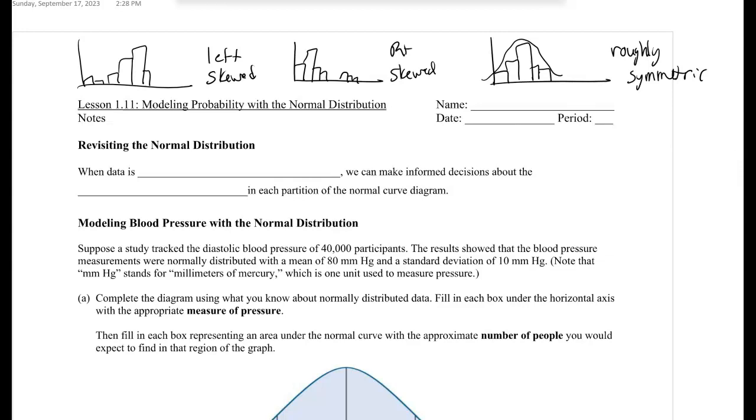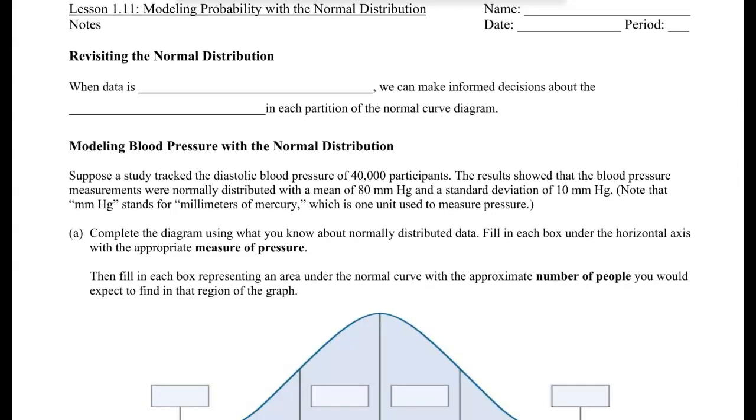So today is another day of the normal distribution. When your data is normally distributed, so we know it's symmetric and it has that bell shape, we can make informed decisions about probabilities. Now, I want you people to look at this like, oh no, probabilities. We've been doing this the whole time.